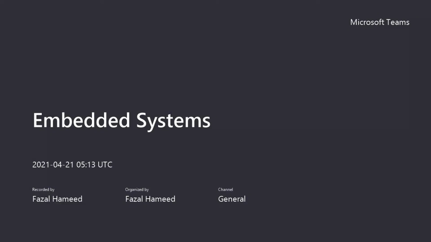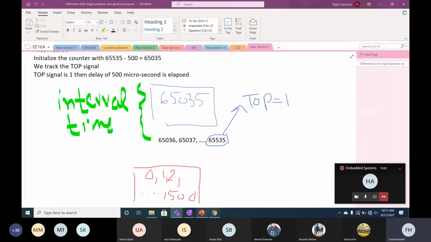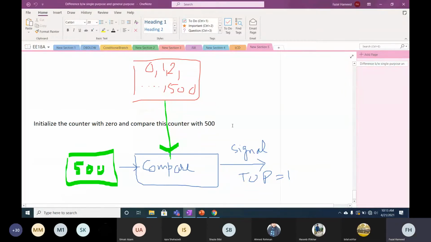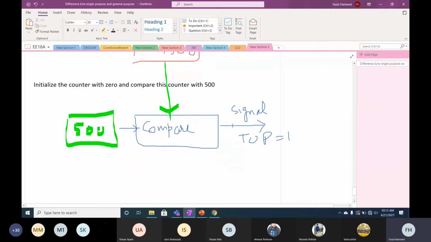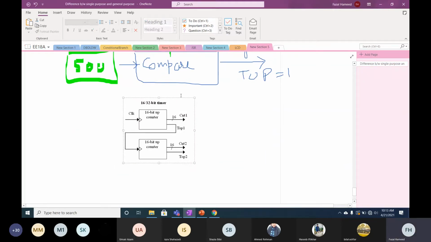Cascaded counter. So what is a cascaded counter? If you see on the right hand side, this is a cascaded counter. If you see this counter structure, this is a cascaded counter. In this fashion, can you see this cascaded counter?